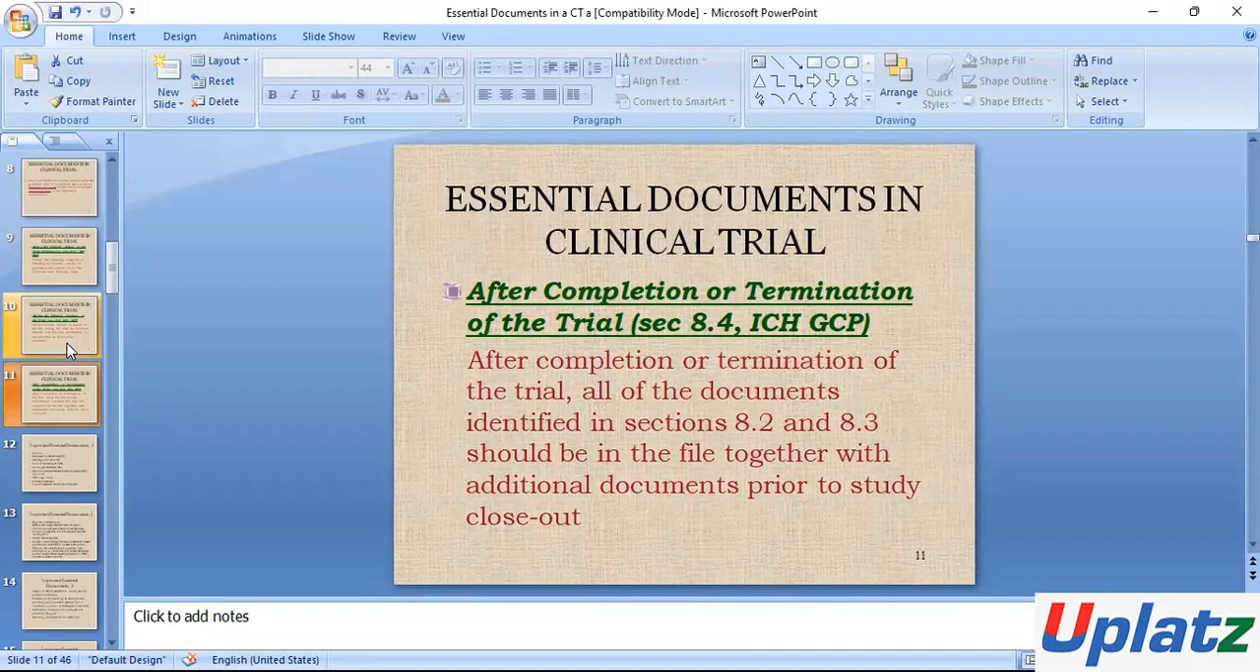Okay, so in the next slides we will see what documents are available as essential documents, what documents are required to be documented one by one, and then we will see when and what document should be filed in what particular duration of the trial. Okay, so let's get started.